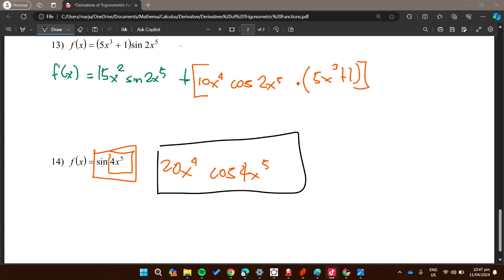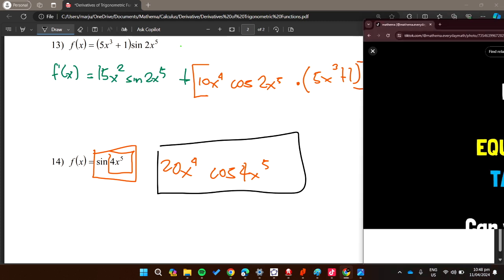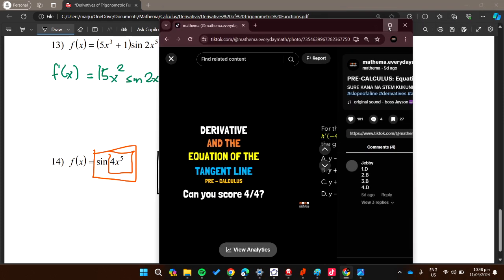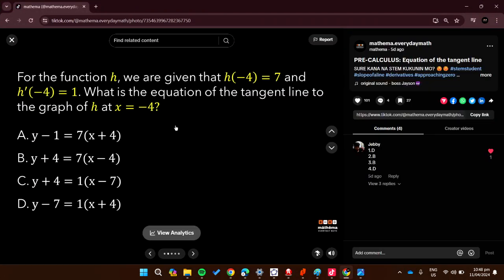Alright, so again, hanggang dito lang muna tayo for tonight. Paano po pag may pinag-given? What do you mean paano po pag may pinag-given? I think you're referring to this one. Let me see. Oops, nawala. I think you're referring to this. Yung may mga given, ito.